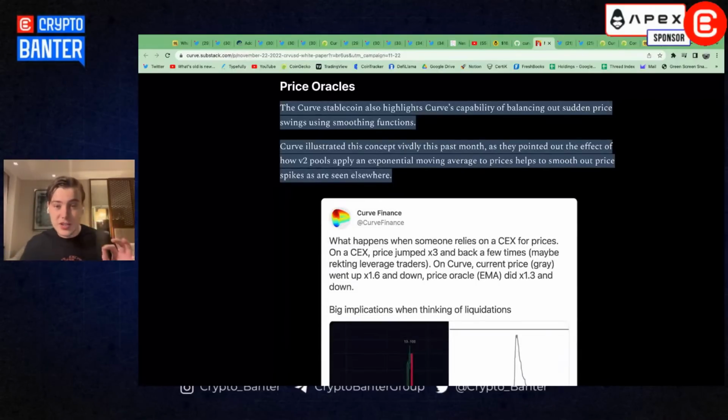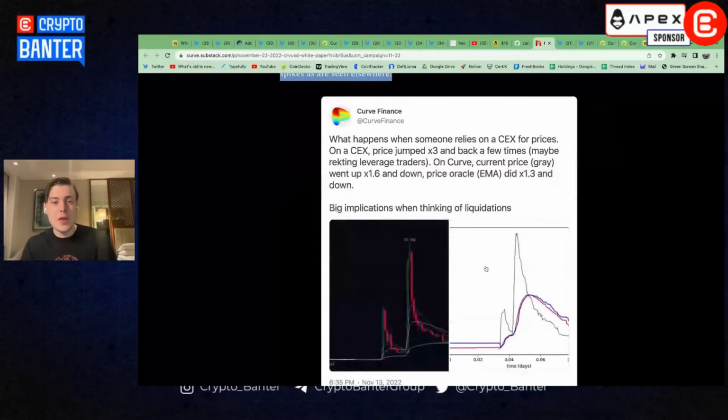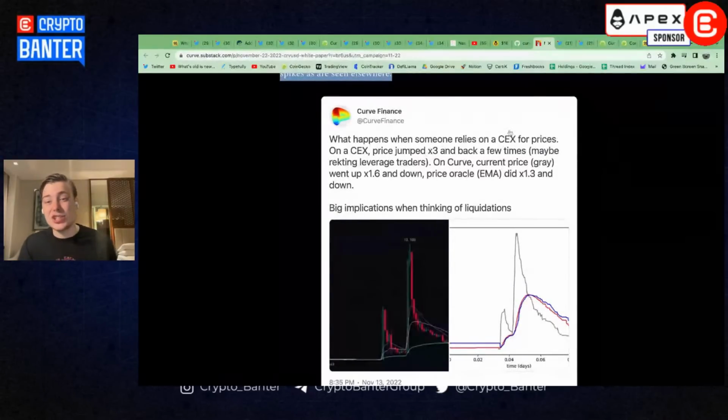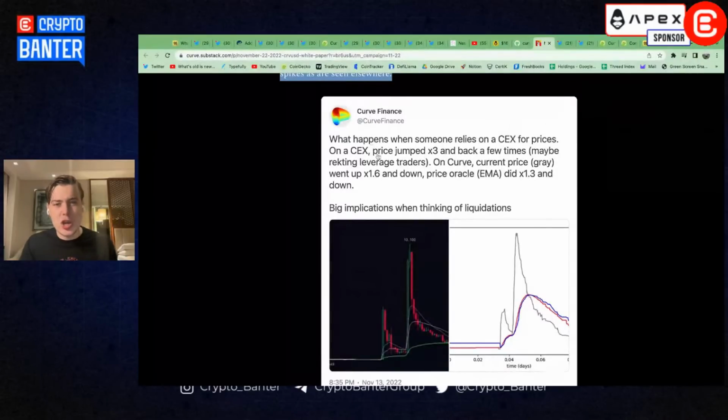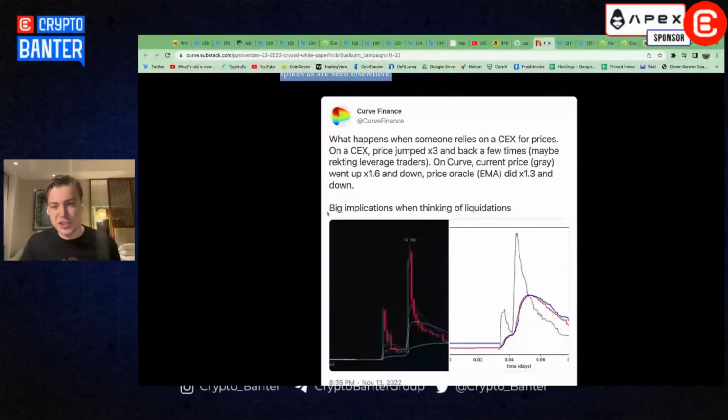And in terms of price oracles, what Curve is going to start doing is highlighting Curve's capability to balance out sudden price swings. So Curve illustrated this concept vividly this past month. They pointed out the effect of how V2 pools apply an exponential moving average to prices to help smooth out price spikes as seen elsewhere, as we can see here. What happens when someone relies on a centralized exchange for prices? On a centralized exchange, price jumped 3x back and forth a few times. On Curve, the current price went 1.6x up and down. Price Oracle did a 1.3x up and down. Big implications when thinking of liquidation.